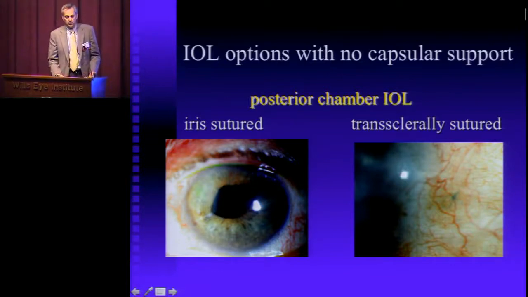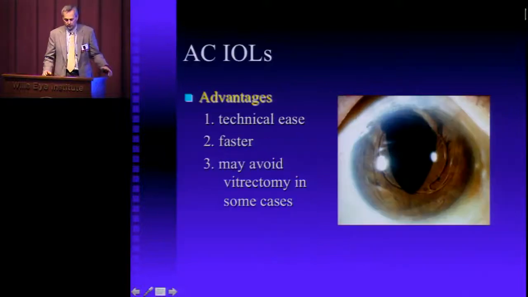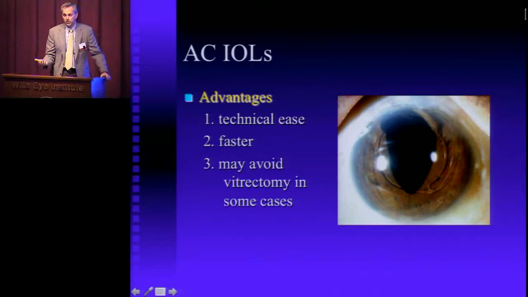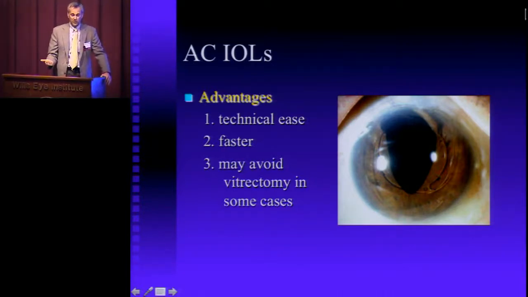Posterior chamber lenses can be placed with no capsular support. They can be iris sutured, as you see in the picture on the left. And transclerally sutured posterior chamber lenses is my favorite procedure for patients that have no capsular support at all and have iris irregularities. The advantage of an anterior chamber lens over a sutured posterior chamber lens or an iris sutured lens is that it's something that everybody can do. It's faster. You can frequently avoid vitrectomy, and there's some wisdom in doing the simplest procedure for the patient.